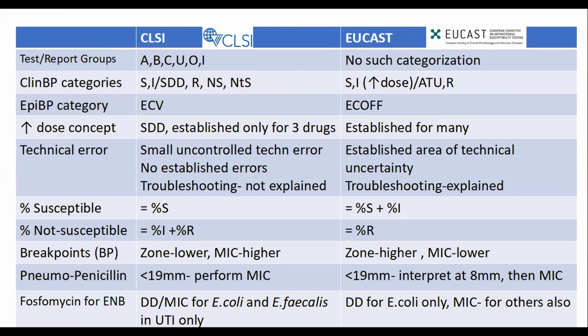But in EUCAST, they have given susceptible, resistant, and a third one, which can also be called intermediate, called the ATU, that is, area of technical uncertainty. So these are the 3 things given in EUCAST. Coming to the epidemiological breakpoint category, that is called the epidemiological cutoff value in CLSI and ECOFF, that is, epidemiological cutoff, according to EUCAST. And the increased dose concept is called susceptible dose dependent, which is established only for 3 drugs.